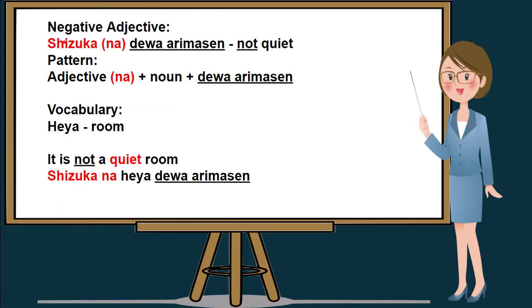Another example is the use of negative adjective. But this time, we will be using na followed by a noun, and dewa arimasen should be written at the end of the sentence. Take note that in order for us to use adjective plus na, it should be followed by a noun. Following the pattern, for adjective plus na, not a quiet room, the adjective should be written at the beginning of the sentence, followed by not, which is dewa arimasen. And of course, the room should be written in the middle of the sentence.